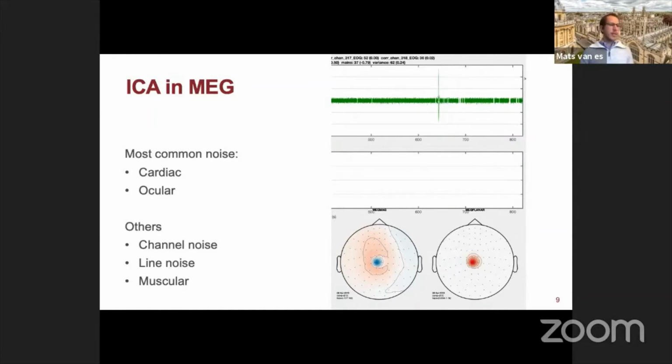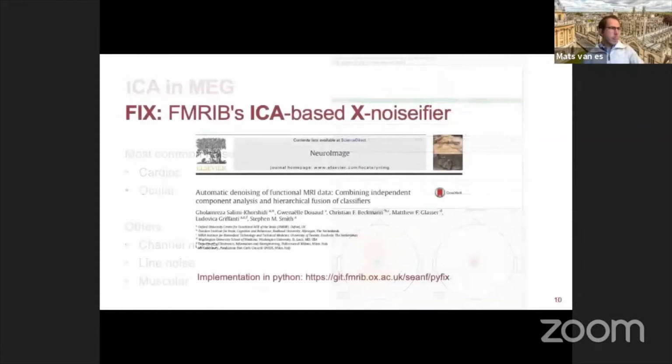So therefore, I'm going to focus on cardiac and ocular components, which are the most tedious ones, and they are always present in the data. So the way I'm trying to automatically remove or label these artifactual components is by extending an existing toolbox called FIX, or FMRIB's ICA-based X-noisifier. It's a very pretty name, which was originally designed for fMRI data here in Oxford, part of the FSL toolbox.